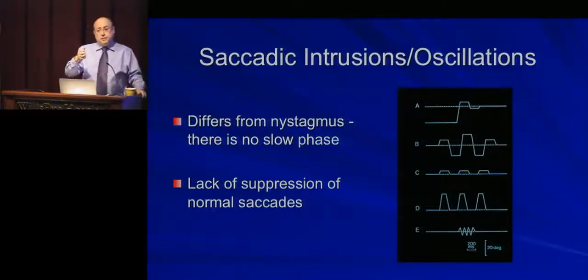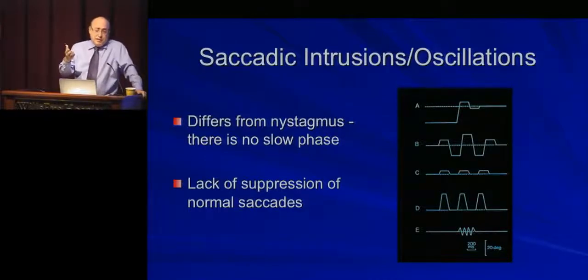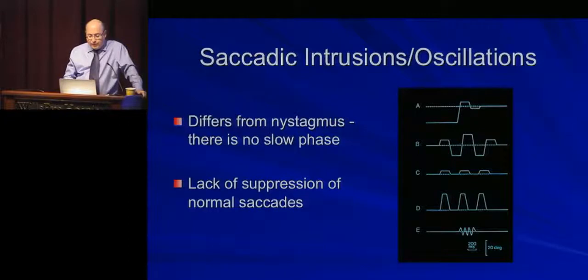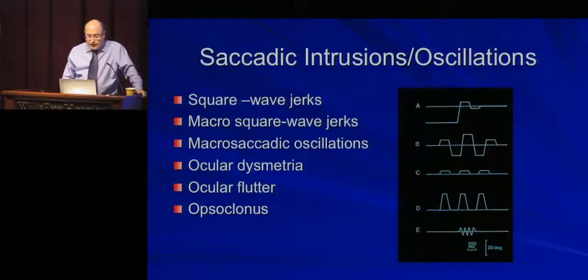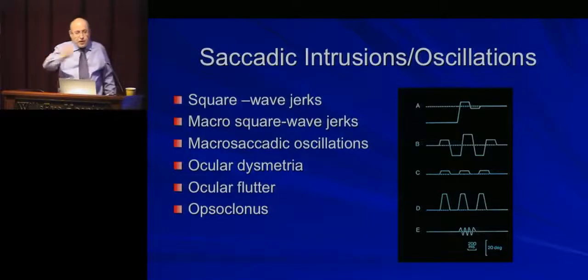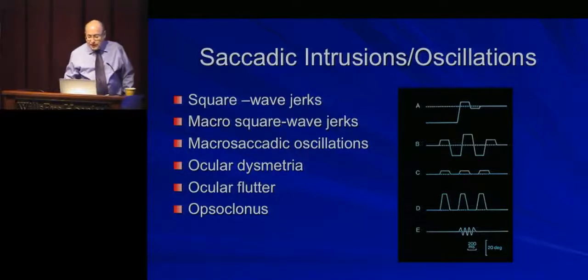They're normal, but for some people, they have many frequent ones. And for some, they're very prominent. And so why is it called a square wave? Because if you plotted it, it's a saccade away from fixation, then it sits there, and then it comes back. So if you plotted it, it might look like a square. Now, if it's large, it's called a macro square wave jerk. If it's going constantly back and forth, it's called macrosaccadic oscillations and goes both sides of fixation.